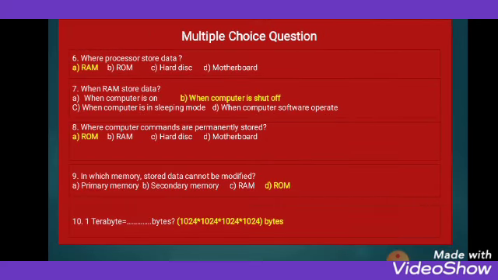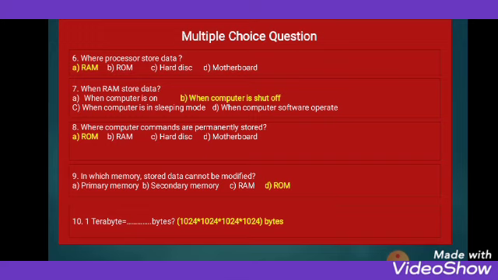Number 6 question. Where does the processor store data? A, RAM, B, ROM, C, hard disk, D, motherboard. So A is the correct answer. Number 7. When does RAM store data? You see here is B, I'm giving the correct answer already, when the computer is shut off.